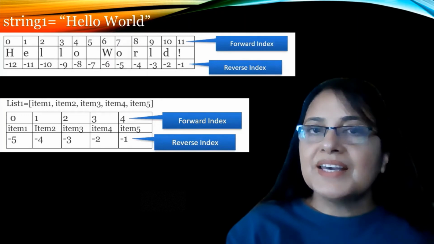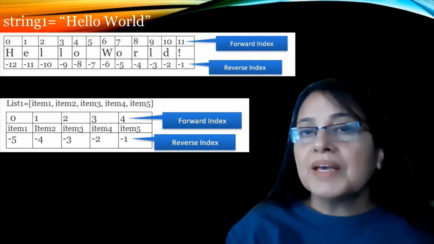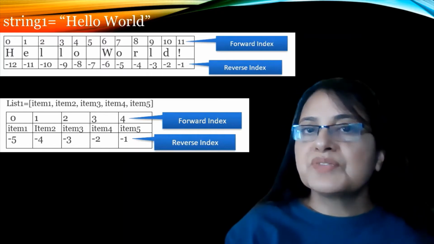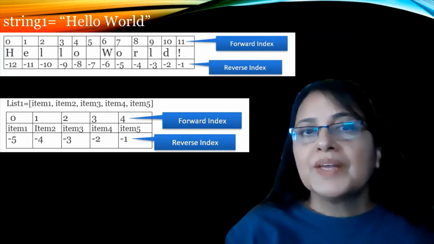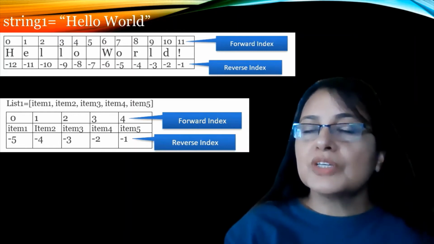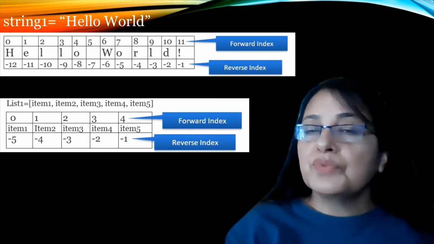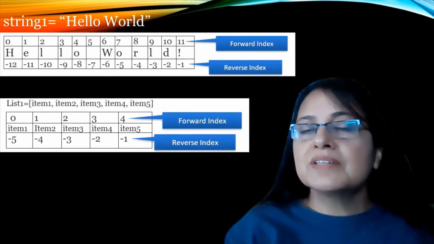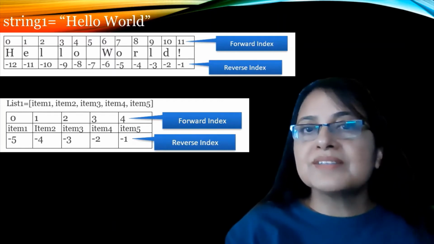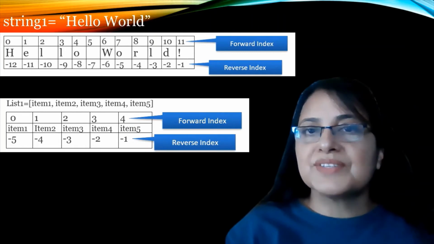In reverse index, we start from the end by giving the index -1 and decreasing it as we go towards the left. Now, in the list, we have items, and each item is given an index starting from 0 in the forward index. In the reverse index, we look at the last item, and it's given the index -1 and goes decreasing as we go towards the left.